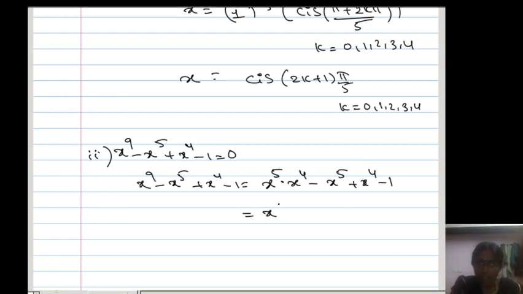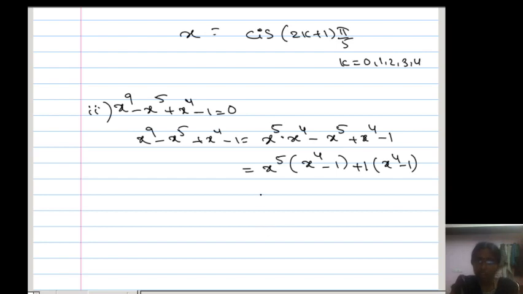So x power 5 take common, then x power 4 minus 1. From these two terms, x power 5 common outside, x power 4 minus 1 plus 1, x power 4 minus 1 you will get. So I take common outside, you are getting x power 4 minus 1 common, then x power 5 plus 1. What happened? This x power 9 minus x power 5 plus x power 4 minus 1 is equivalent to x power 4 minus 1 into x power 5 plus 1.